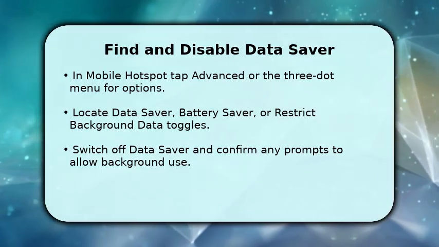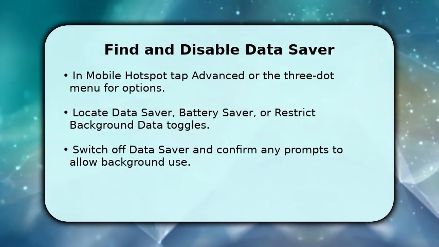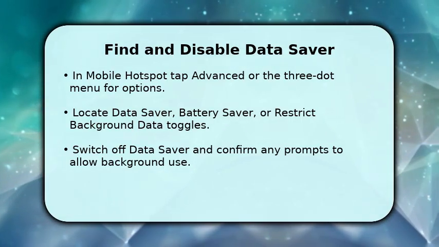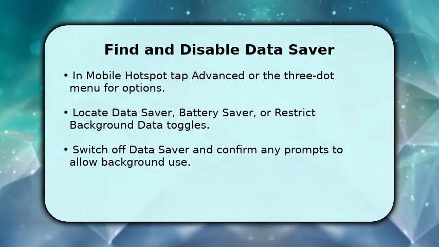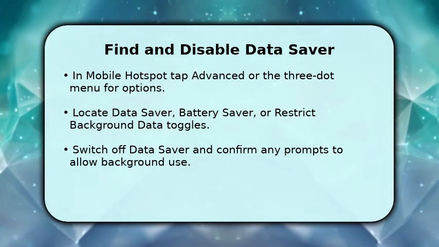Toggle Data Saver off and accept prompts that permit background data for tethering. Doing this allows devices to use full bandwidth and avoids throttling. Make sure to check both Hotspot and System Data Saver options, because both can limit tethered data.